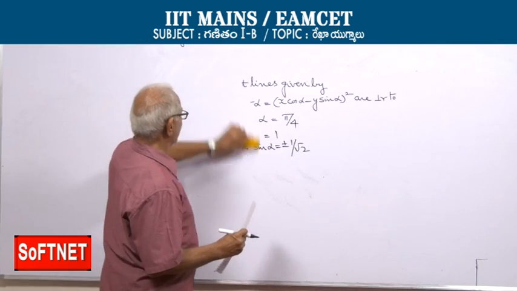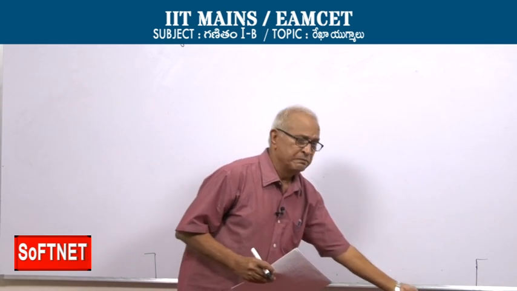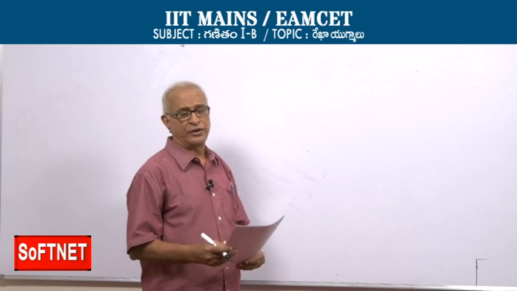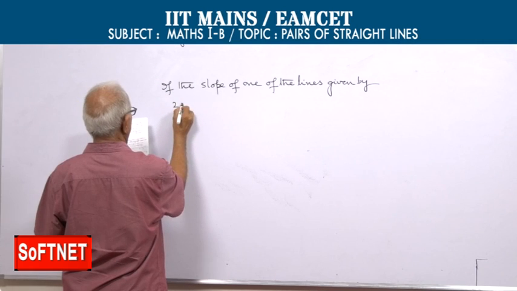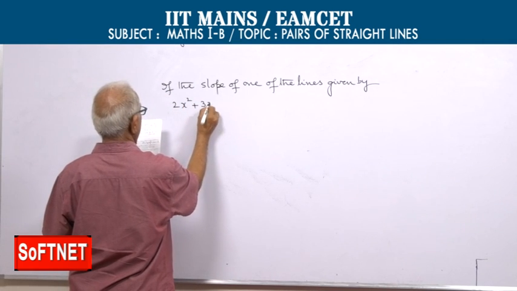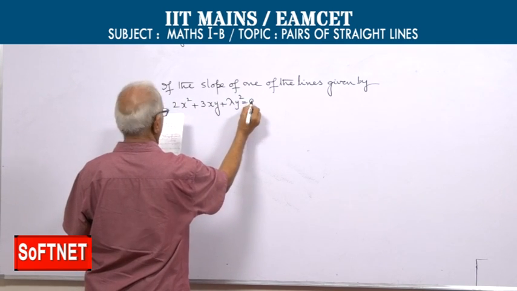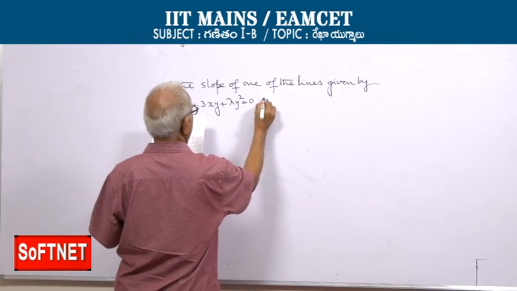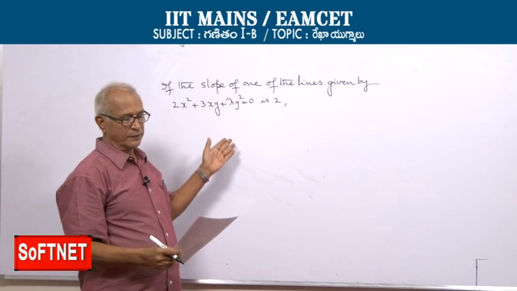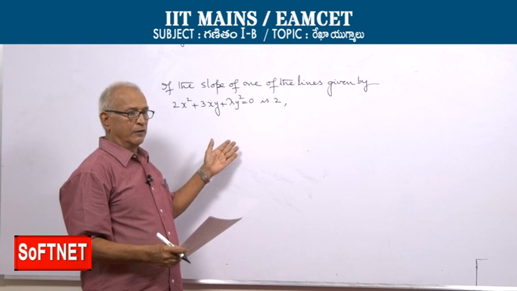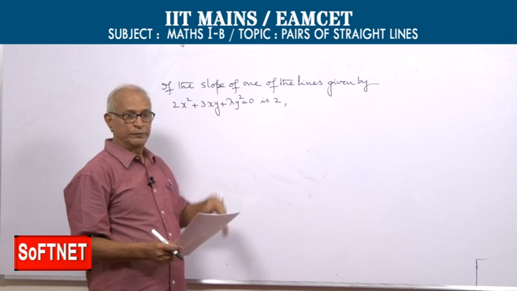Well, we discussed the relationship between the slopes of the pair of non-vertical straight lines represented by the homogeneous equation when b naught equal to 0. 2x square plus 3xy plus lambda y square equal to 0 represents two non-vertical straight lines, and one of the lines represented by this equation has a finite slope 2.